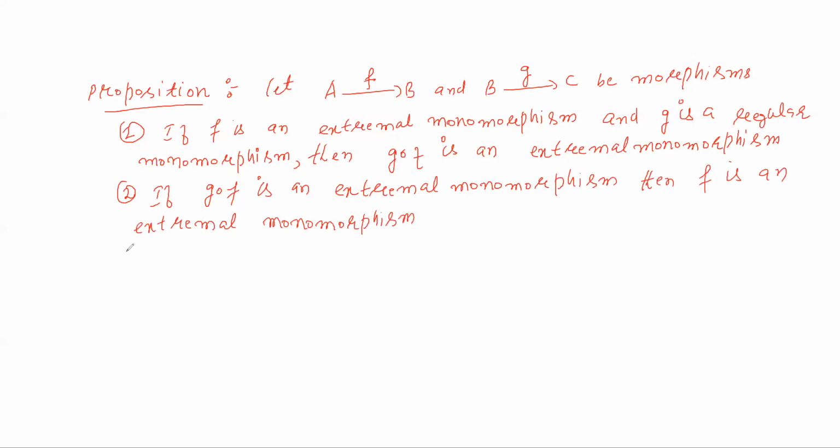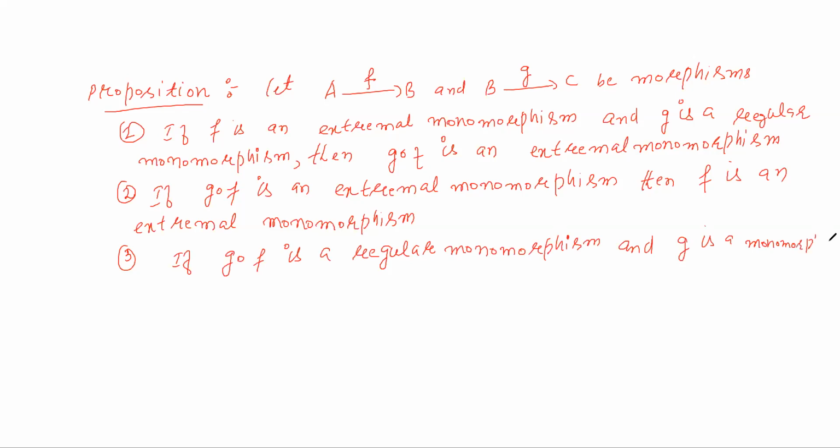And last, third condition: if g composition f is a regular monomorphism, and g is simply a monomorphism, then f is a regular monomorphism.